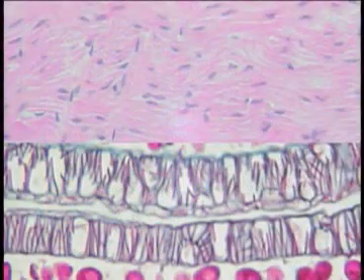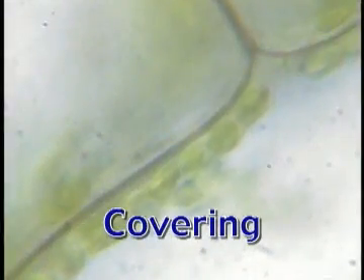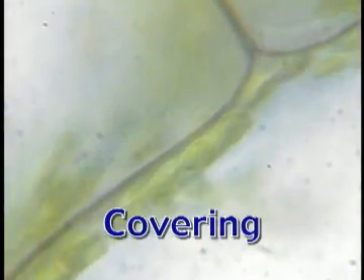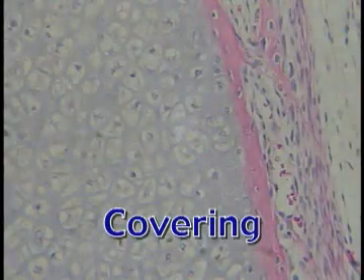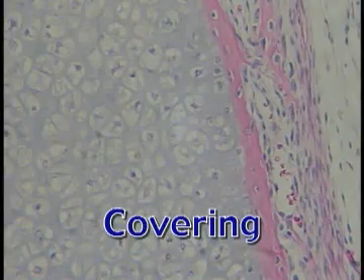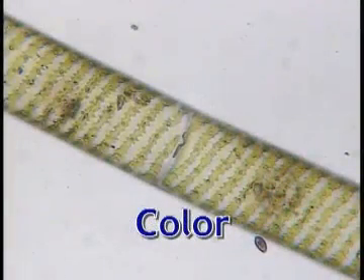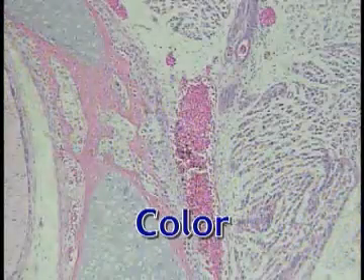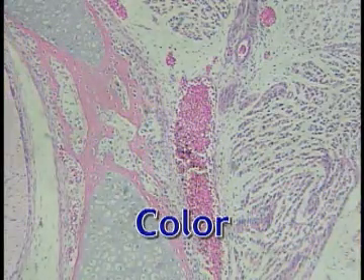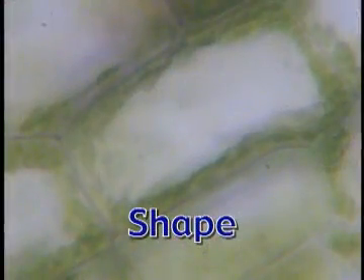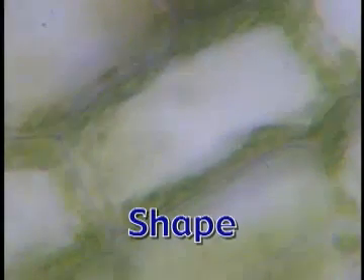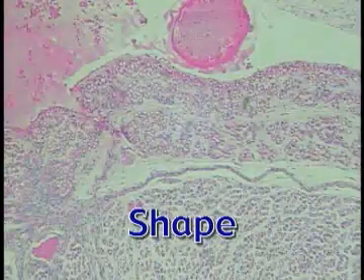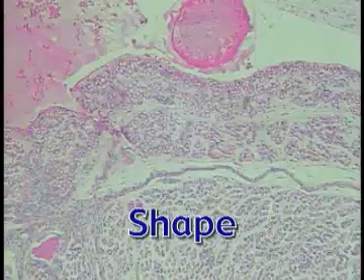The basic differences between most plant and animal cells are covering. A plant cell has a thick wall. An animal cell has a thin covering called a membrane. Color. Most plant cells have green coloring. An animal cell does not. Shape. Most plant cells have a boxy shape. Animal cells have a wide variety of shapes.